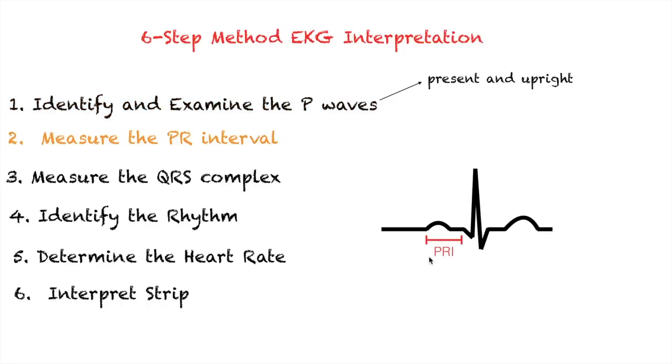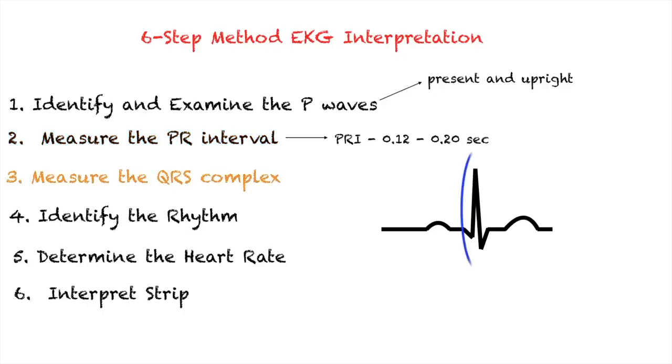Next up, we are going to measure the PR interval. The PR interval is the distance between the beginning of the P wave and the beginning of the QRS complex. What we do is we count the number of small boxes in between and multiply it by 0.04 seconds. Our magic number for the PR interval is 0.12 to 0.20 seconds. Anything more than 0.20 seconds could indicate another dysrhythmia such as heart blocks.